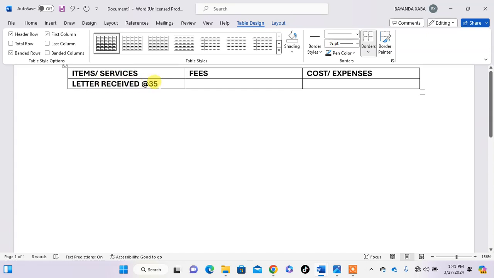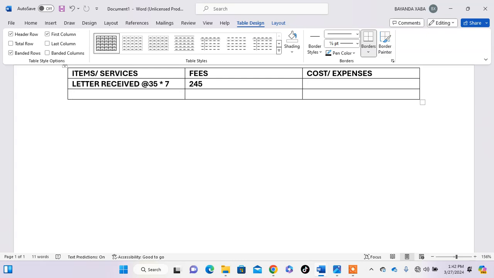I'm just writing it here so that you can see how I calculated it, but it's not a must that you write it here. There's no reason for you to put this; you just have to come and write letters received, then you write the number. But because I'm calculating for you, I'm doing it so that you see. So it's 35 times 7, which is 245. All right? And then we go to another one, because there's no cost here. It's a fee.